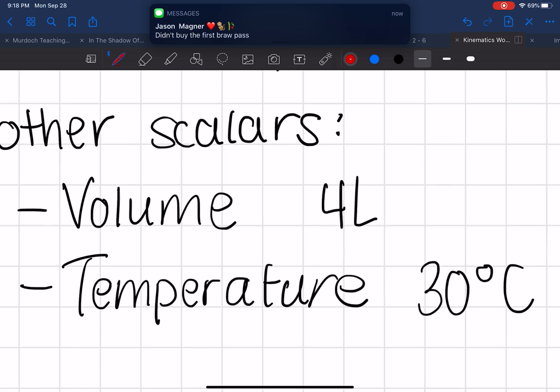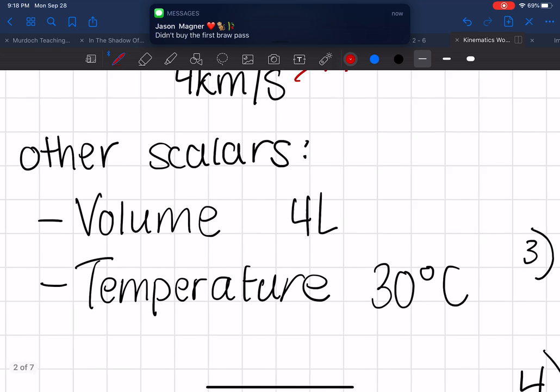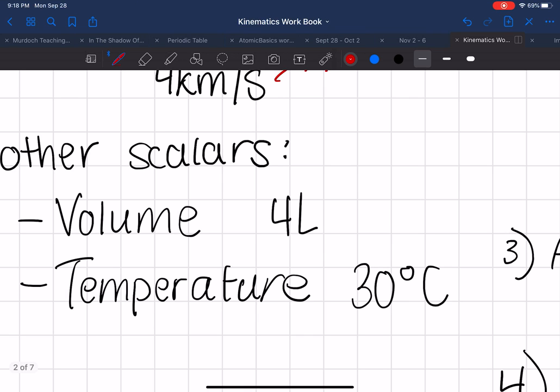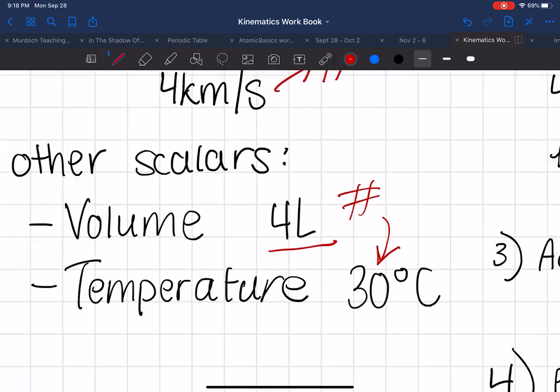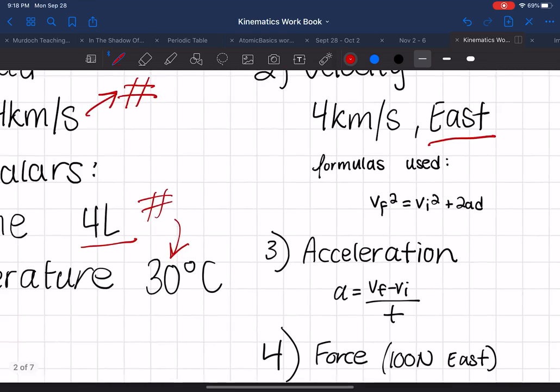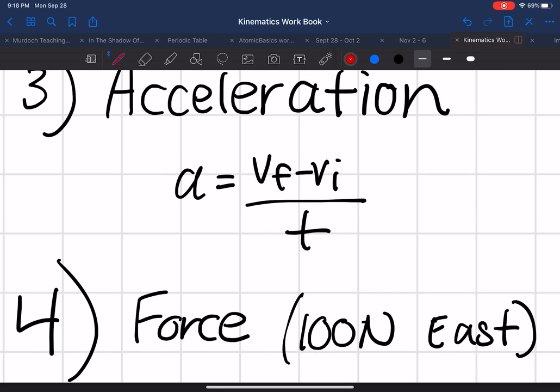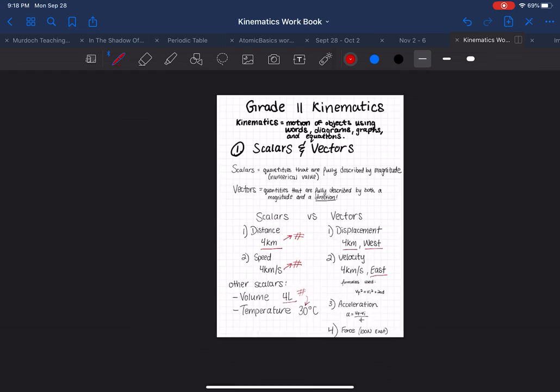Some other scalars that are kind of important are volume and temperature. Such as volume: 4 liters of water cannot be given a direction. 4 liters of water west, you do not do that. So it's just a scalar, just a number value, and same with our temperature here. We won't be using these in our problems, but I just wanted to mention them. And the last one here is force. So Newton's force: 100 newtons east is a vector, and we will be looking into force in Newton's laws, so that will come up as problems.